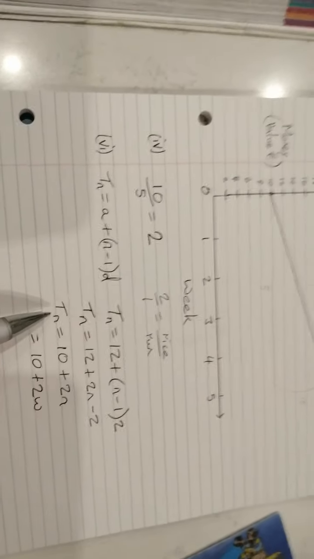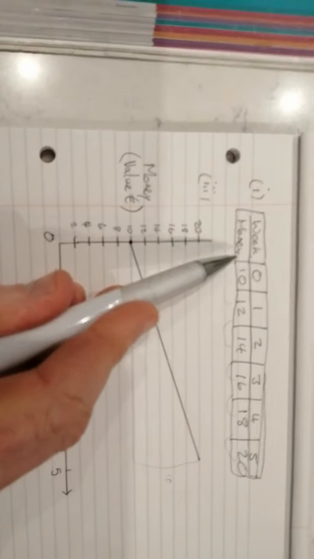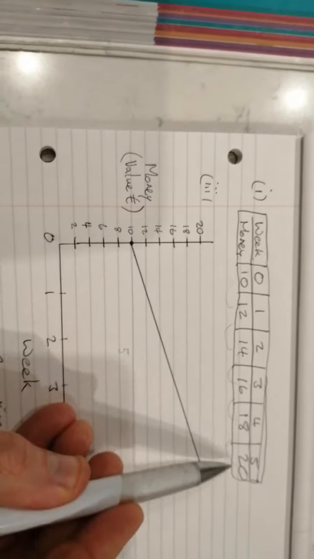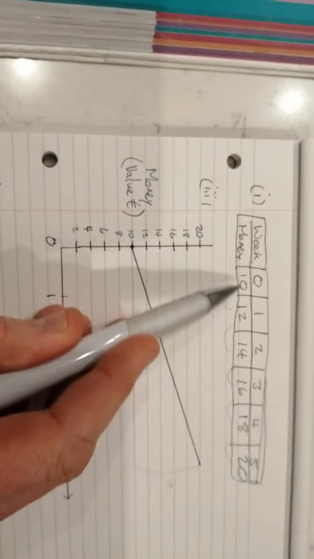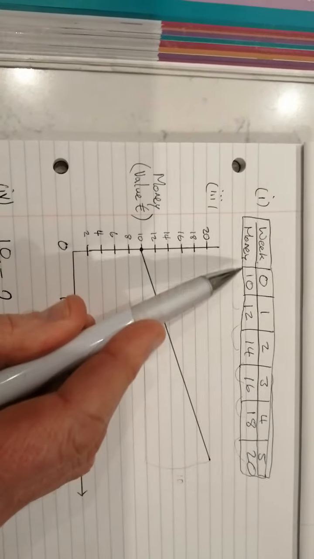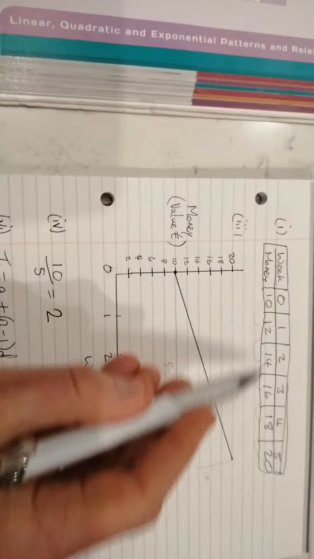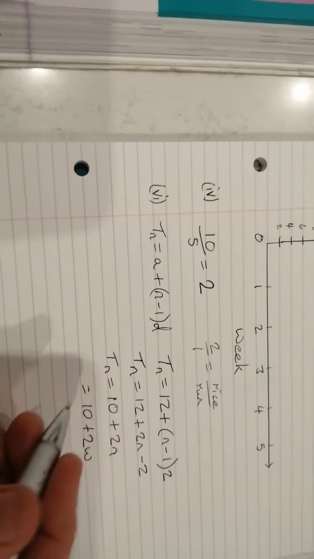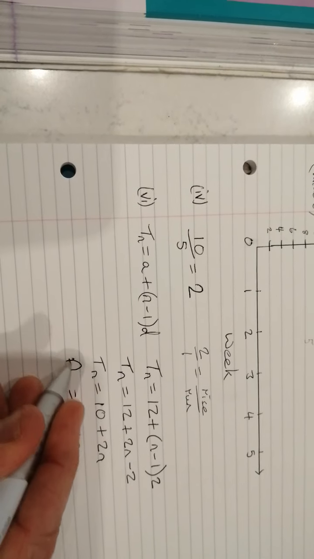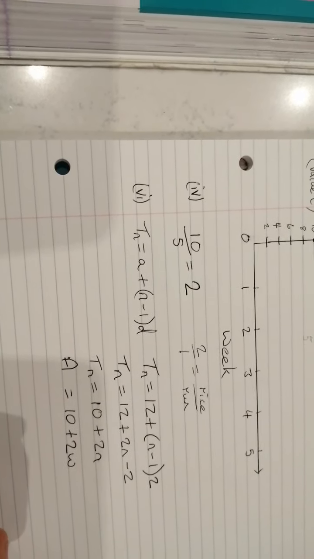And instead of the term, and these are the terms here, aren't they? That's the term number, if you like, but these are the actual terms in the sequence. We could have like the money, we could have like M, or we could have A for the amount of money at the end of so many weeks. So we could say A is equal to 10 plus 2W.